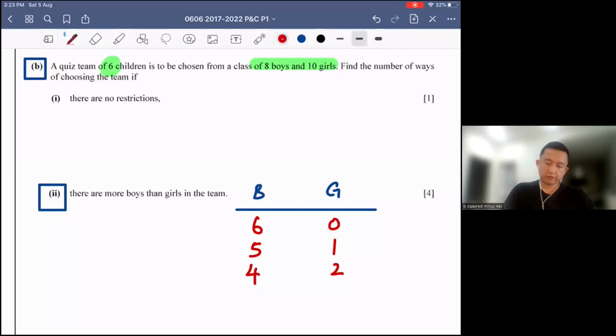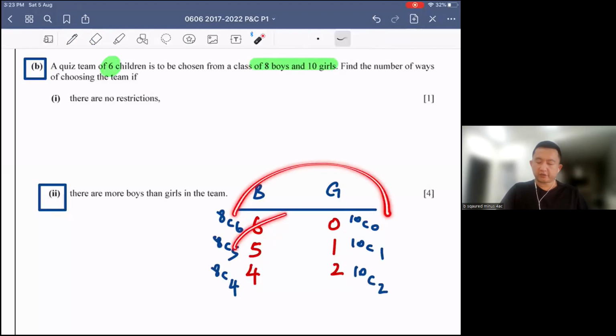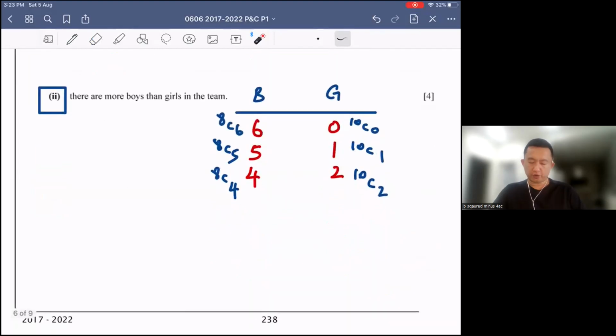So what you can do right now is to continue to write this. If you're going to select 6, that will be 8C6, and then 10C0, 8C5, 10C1, 8C4, 10C2. This one multiply with this one, multiply by this one, multiply by this one. And then you get answers 1, 2, 3. You add up together. That will be the total case. All right. We move on.